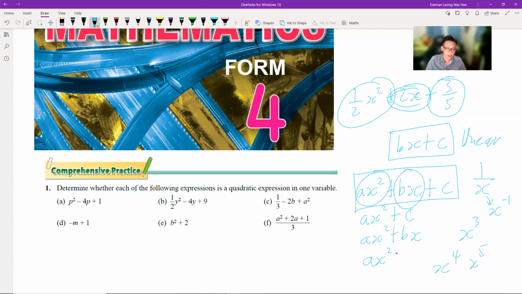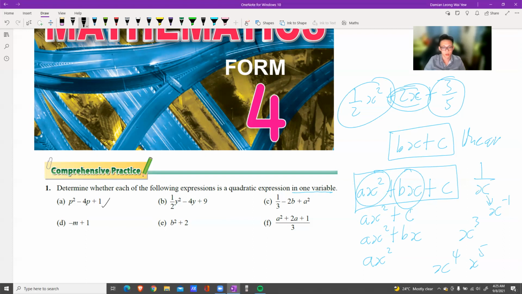Here they also want it in one variable, meaning there should only be one variable, one unknown. Each letter represents one unknown. So if there's a different letter, it also means it isn't a quadratic expression in one variable. Let's look at this question right here. First one, p squared minus 4p plus 1. This one is a quadratic expression in one variable. So this one, yes.